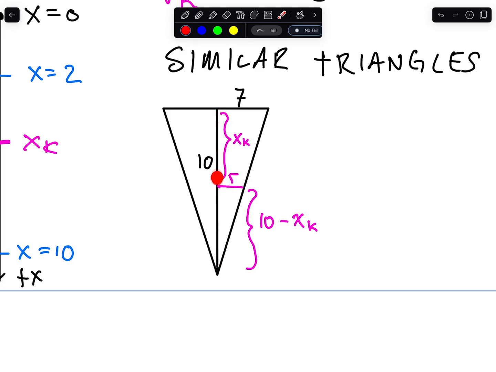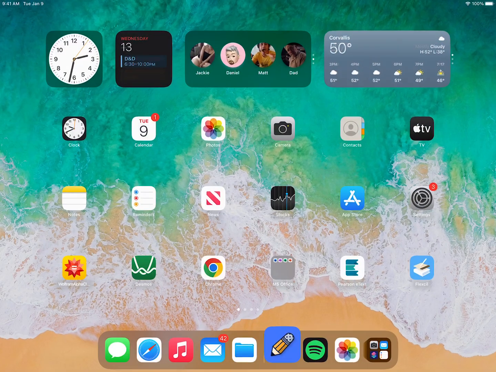So if this top piece is x, or xk distance, then this is a 10 minus x distance. So what this gives us is the ability to use the idea of similar triangles, which means the 7 over 10, the ratio of this side of the big triangle to this side of the big triangle. And that triangle that I'm talking about, I'll overlay in blue, is this triangle here. So 7 over 10 we're getting from that triangle.